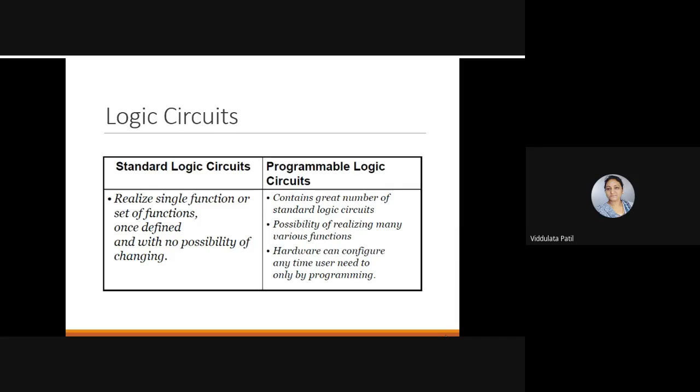Okay, now again coming to the very basic question, what is meant by circuit? Urmila, yes, tell me. A logical circuit is a circuit which performs the logical operation. Yes, the circuit which performs logical operation is called a logic circuit.